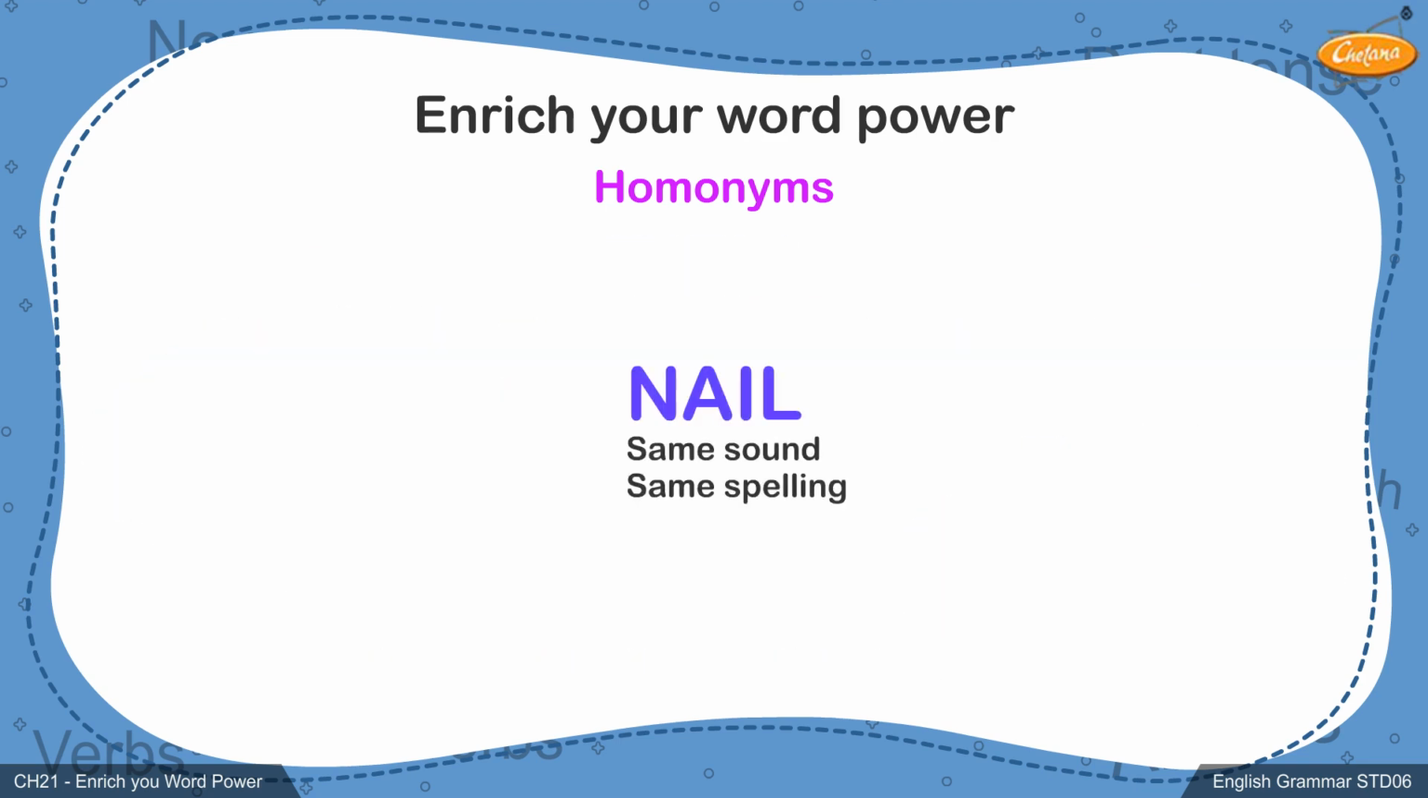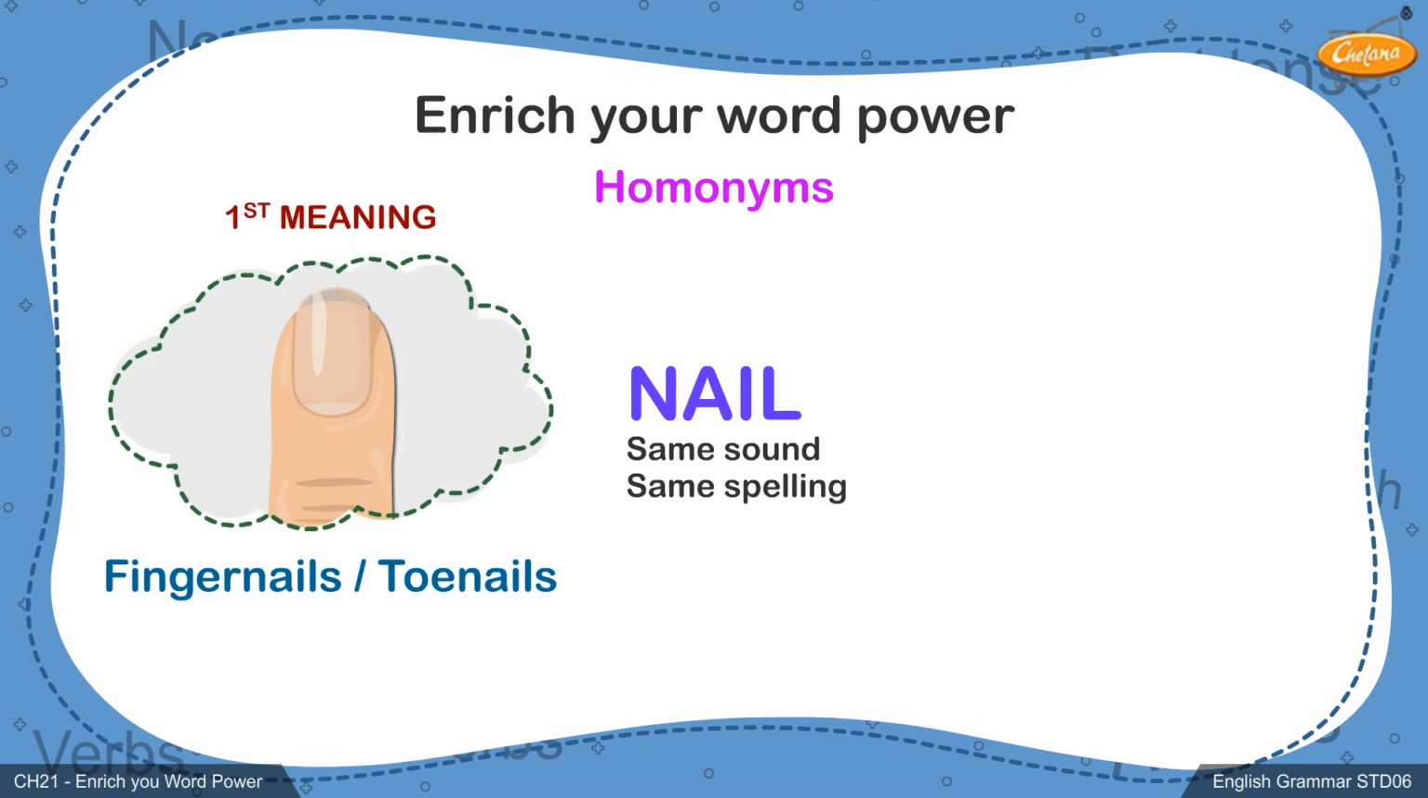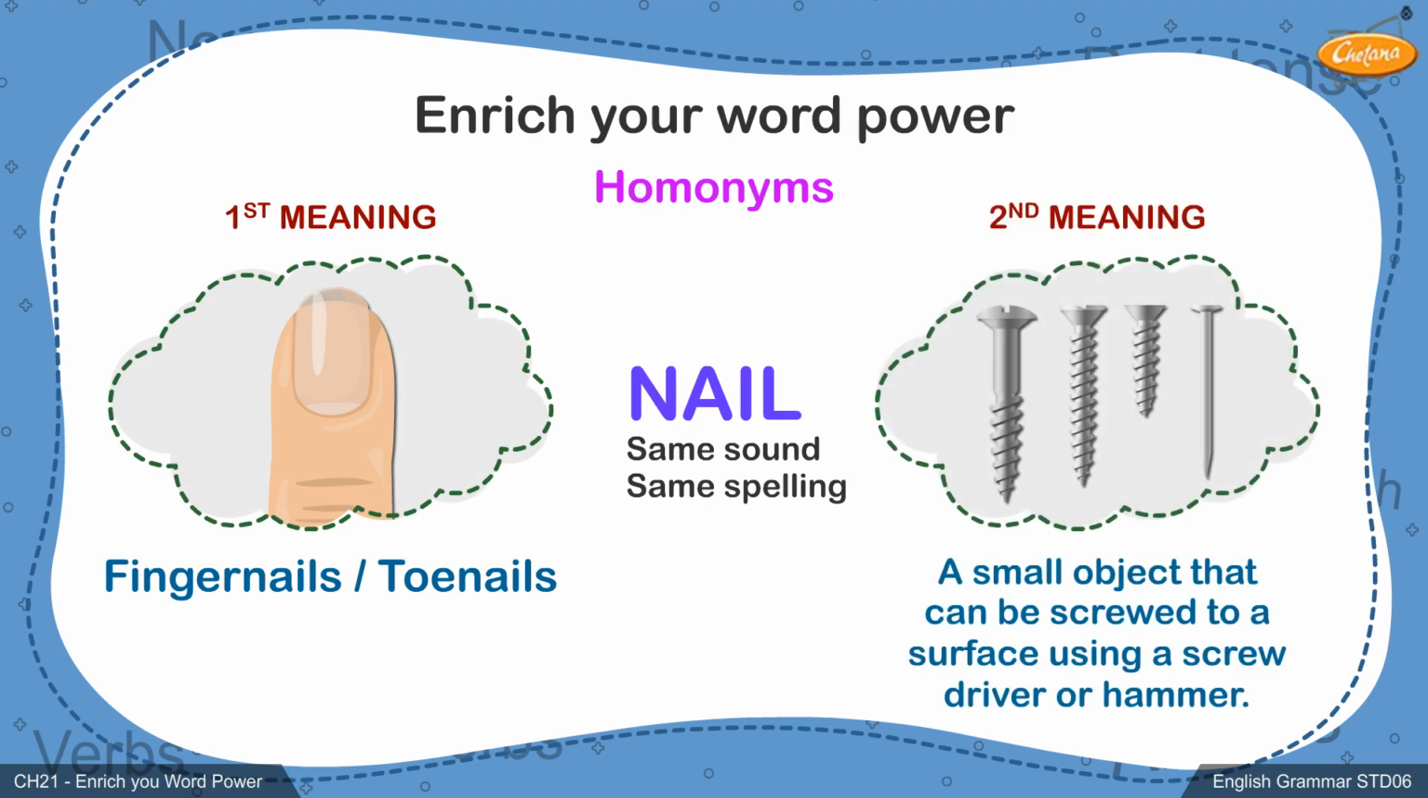Similarly, the word nail is a homonym. One meaning of nail refers to our fingernails or toenails, whereas the other meaning of nail is a device that is used to screw and attach any object to a surface. We can also use the word nail in two different sentences.